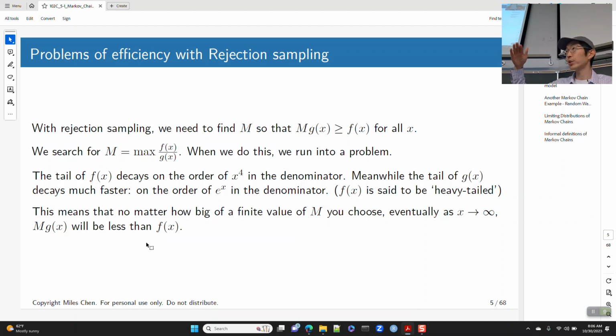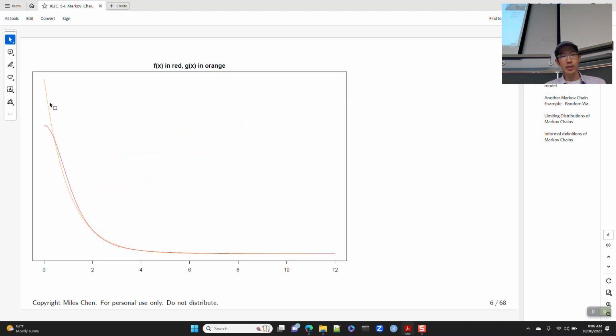And so we can't do rejection sampling, because the whole idea of rejection sampling is we're generating values from some kind of enveloping distribution, and the target distribution fits neatly inside of it, right? So if f of x is in red and g of x is in orange, we take g of x, multiply it by some constant, and we want the red distribution to fit inside the proposal distribution.